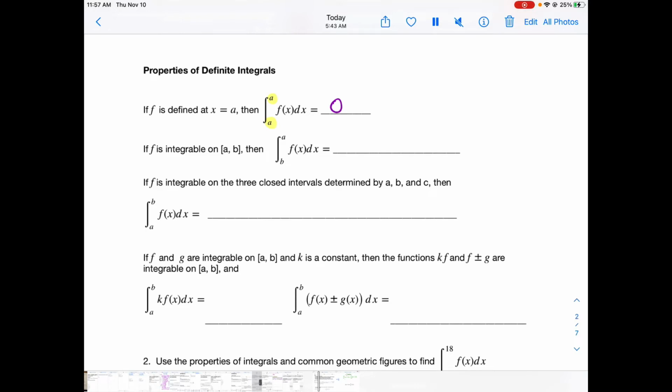Now, if I take the integral from a to b, where a is less than b, and then I take the integral from b to a, so if my lower bound is greater than my upper bound, I have to use the following property.